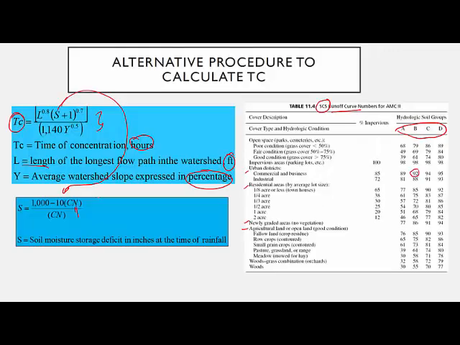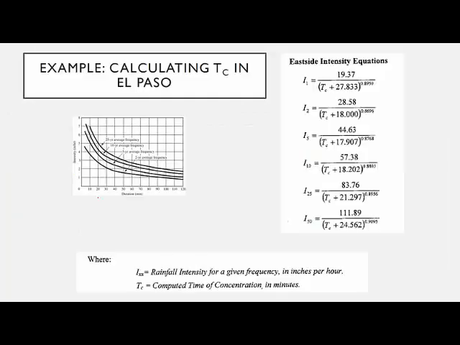But for now, what you need to think of here is that this is the alternative procedure to calculate TC. So when a problem tells you use the SCS method to calculate the time of concentration, this is the method that you will use. So then, if you're in El Paso, this is another way of calculating the time of concentration. So we have seen now this is the third method to calculate the time of concentration. So the problem will tell you which method to use.